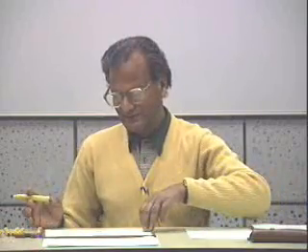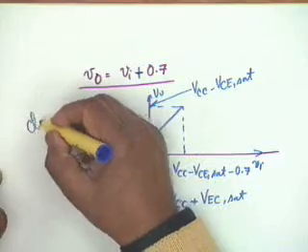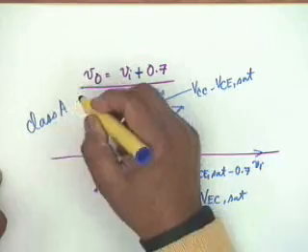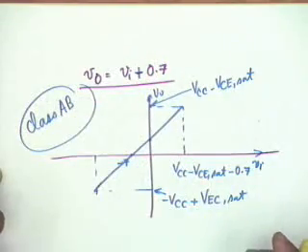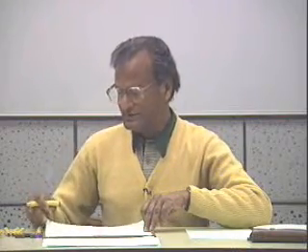Let's take an example. This operation is therefore called, it is neither class A nor class B, so it is called class AB operation. And class AB is specifically resorted to because of the problem of crossover distortion. What is the price that you pay?